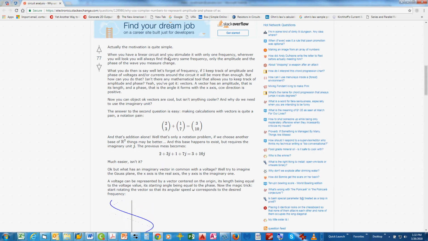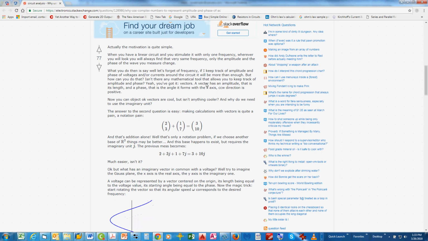When you have a linear circuit and you stimulate it with only one frequency, remember, when we're looking at the current and the voltage, they're both at the same frequency all the time. Wherever you look, you'll always find that very same frequency, only the amplitude and the phase of the wave you measure change. So what you say is, let's forget the frequency. If I keep track of amplitude and phases of the voltages and or currents around the circuit, it will be more than enough. But how can you do that?